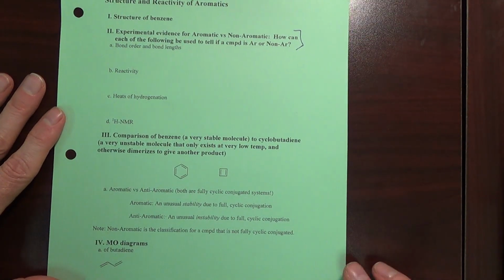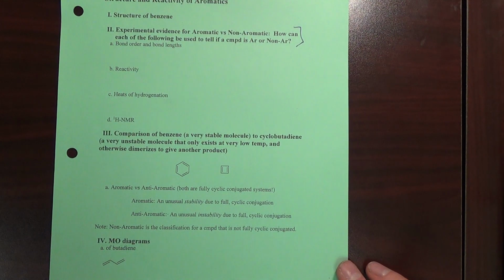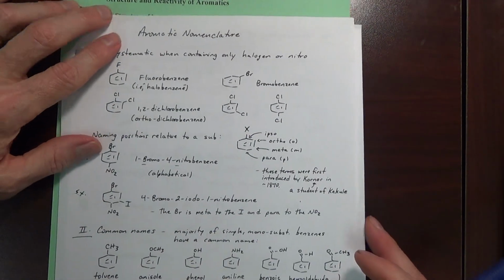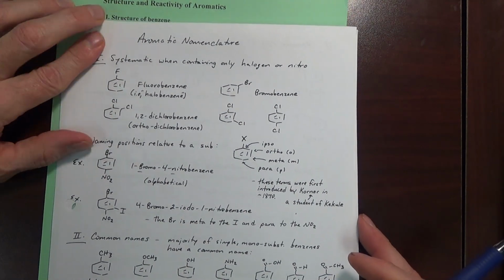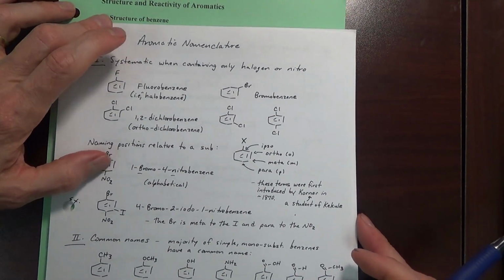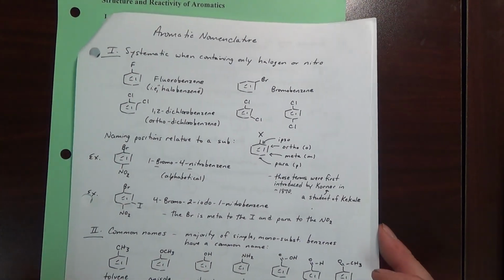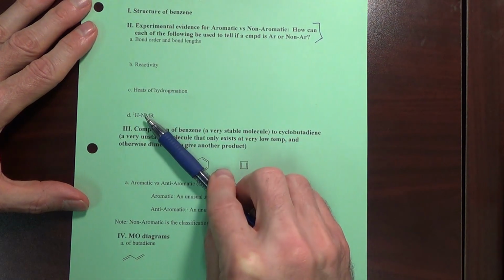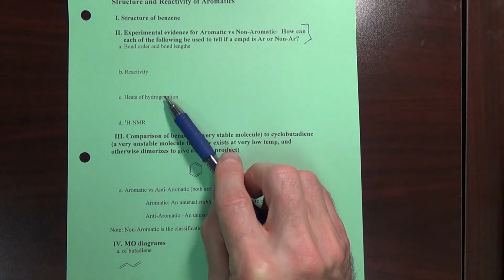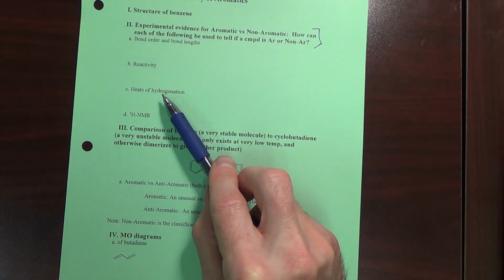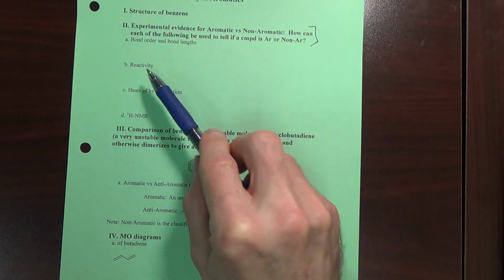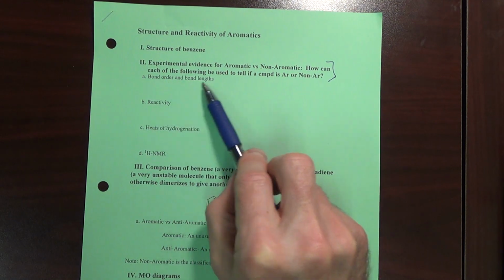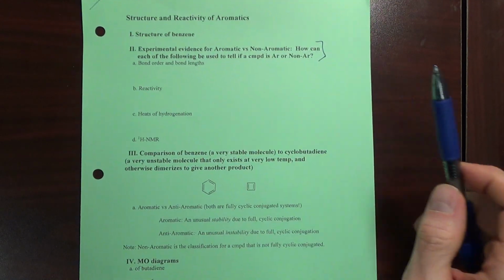NMR. By the way, next is, I see nomenclature. Nomenclature covered by a different video, of course, as usual. And those have already posted there on the YouTube page. Okay, so we have some experimental evidence. NMR is an experiment. Heats of hydrogenation would be experimental data. Quantifying aromaticity. Reactivity would be sort of like qualitative data. Bond order, bond lengths would be more quantitative.